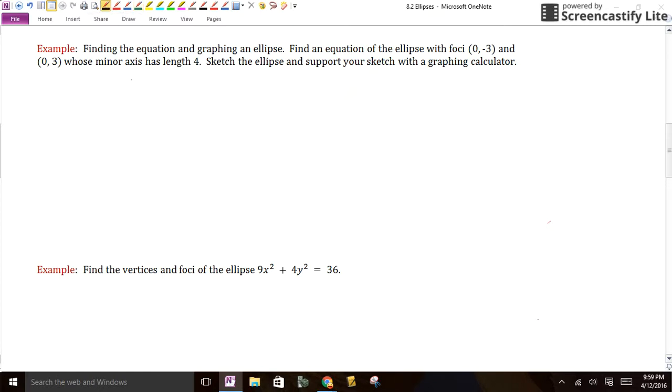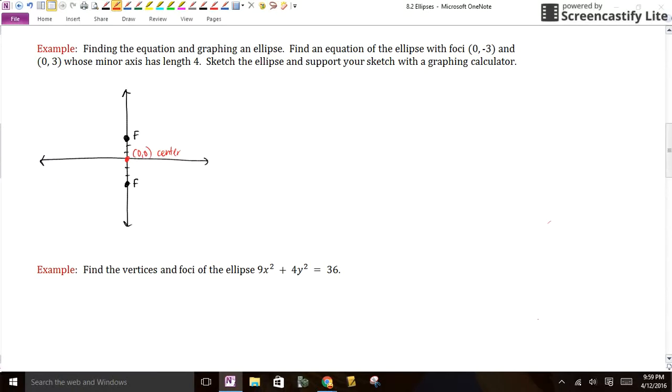So the first thing I need is a picture, just like parabolas. Otherwise I have no idea what's going on. So I'm going to draw this out. I'm going to go (0, 3): 1, 2, 3. That's a focus. And (0, -3): 1, 2, 3. That's a focus. A little thing I know already is that this ellipse is stretched in the y direction, because that's the focal axis. That's where the vertices are and where the foci are, so it's stretched that way. I know the center is right between them, so the center is right here at (0, 0).